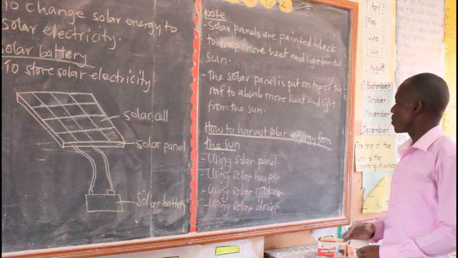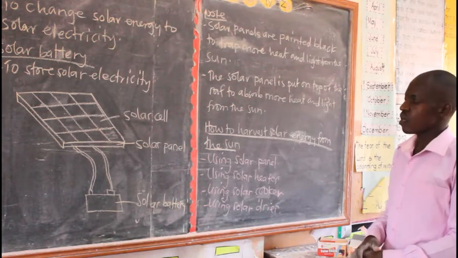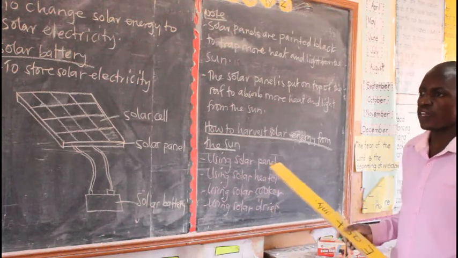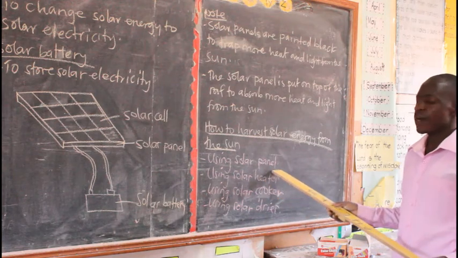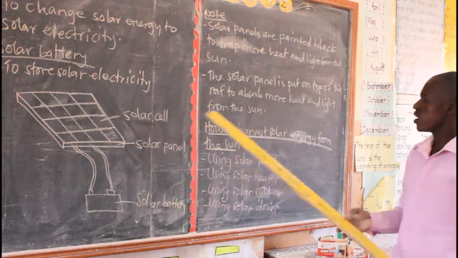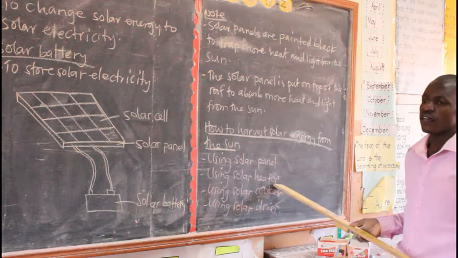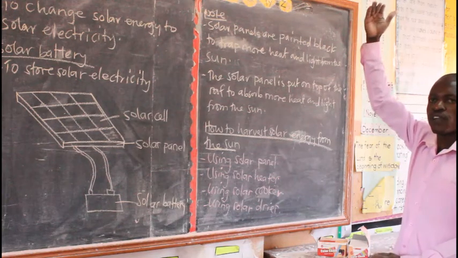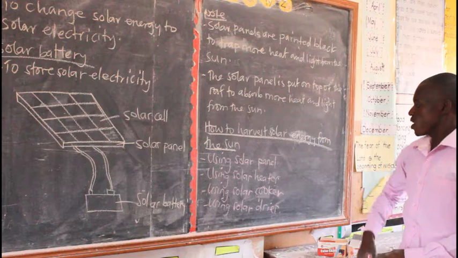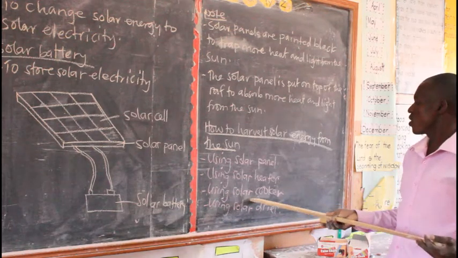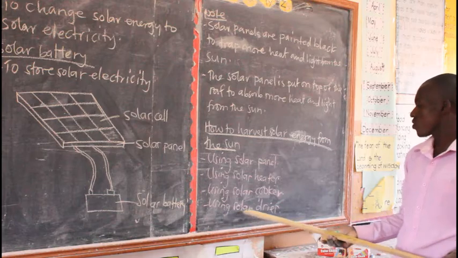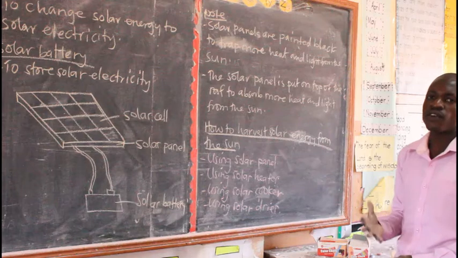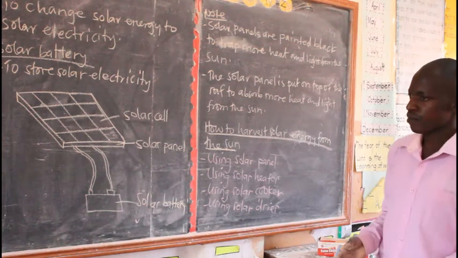Now, how can we harvest solar energy from the sun? These are the equipment that we can use to harvest solar energy from the sun. One is using the solar panel, as you have seen. Then we have the solar heater. They put them also on top of the roof to absorb more heat and boil the water. Then using solar cookers, and then using solar dryers. So these are the four equipment that we can use to harvest solar energy from the sun.